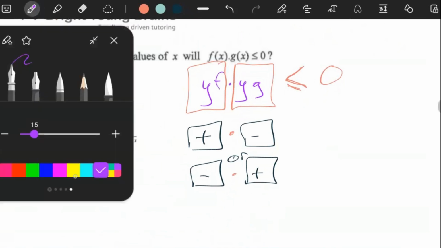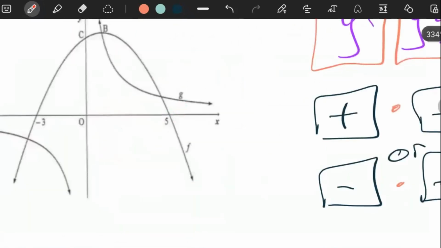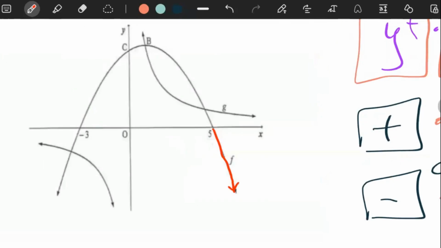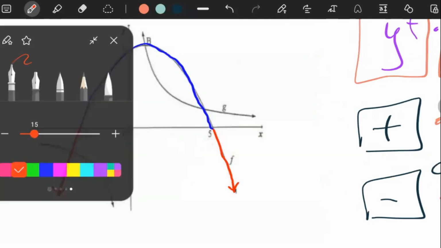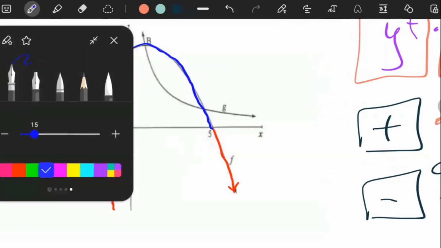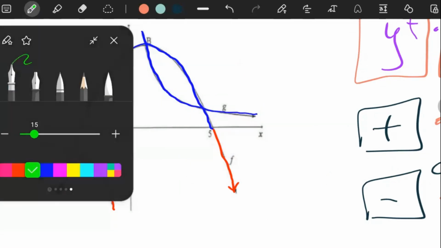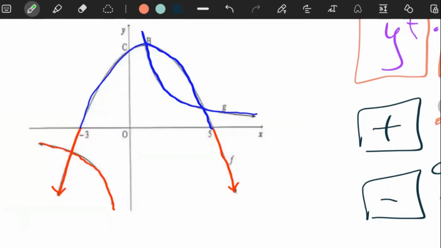So simply put, let's make red the negative y values of f. So this is where f has negative y values. This is where f has negative y values. And then alternatively, this is where f has positive y values. Let's do the same for g. This is where g has negative y values, and this is where g has positive y values. Remember, we want a scenario where they have y values that are not the same, whereas one is positive while the other is negative.